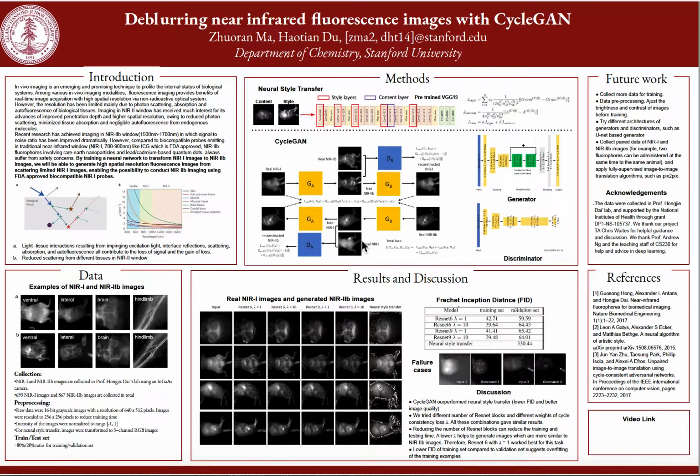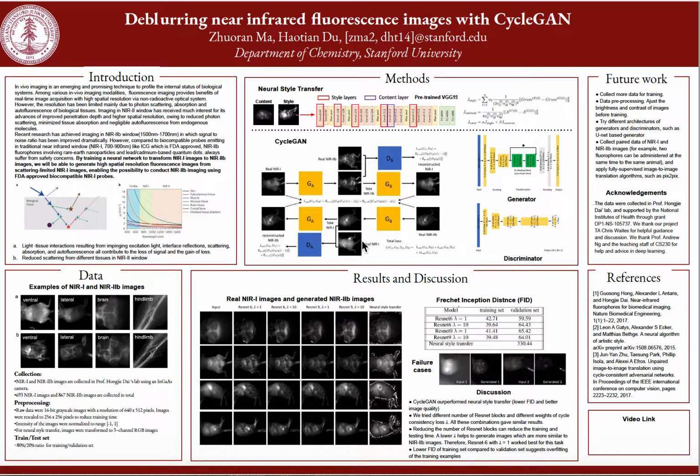First, let's start with some introduction about fluorescence imaging. In vivo imaging is an emerging technique to profile the internal status of biological systems. Among different in vivo imaging modalities, fluorescence imaging provides benefits of real-time acquisition with high spatial resolution. However, compared with other imaging techniques like MRI or CT, fluorescence imaging is not that popular in clinical application, mainly because its imaging depth and spatial resolution is limited by scattering, absorption, and tissue autofluorescence.